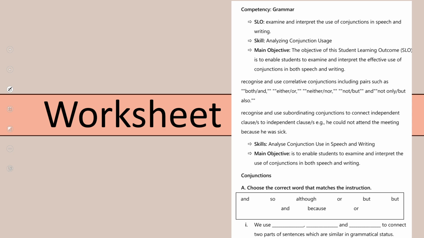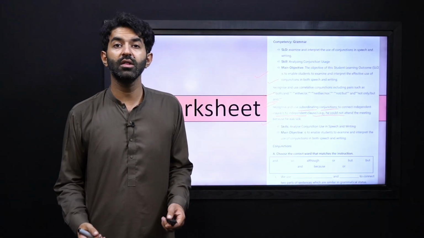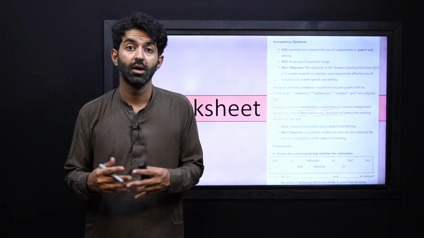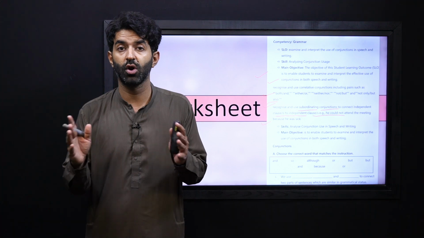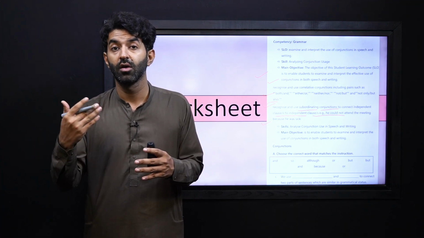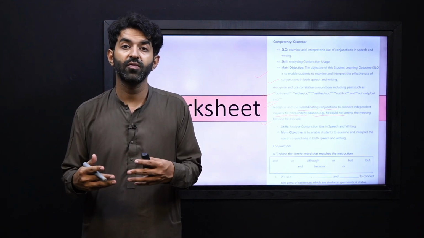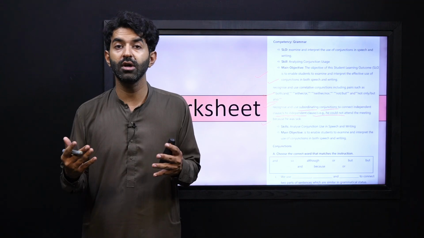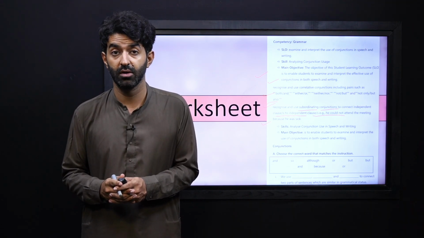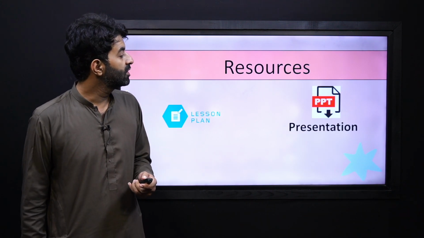For the worksheet, all you have to do is recognize and use correlative conjunctions, or you can also use subordinating conjunctions to connect independent clauses to dependent clauses, and so on. So you have to solve the worksheet as well. This also contains your upcoming lessons part, correlative conjunctions, but do not worry about it. If you can't solve it, then wait for the next lesson, watch it, and then solve the remaining part of the worksheet. But try to learn them by yourself and use the correlative conjunctions. All these resources are attached.